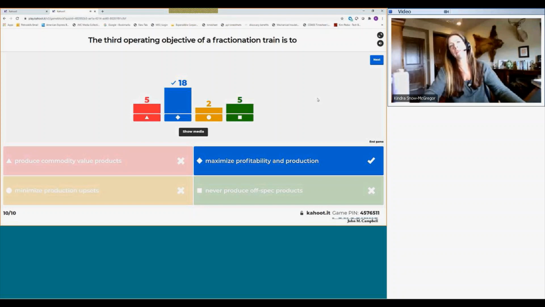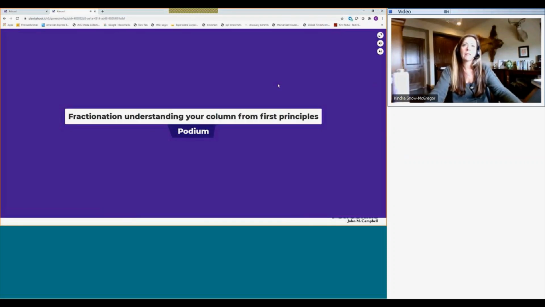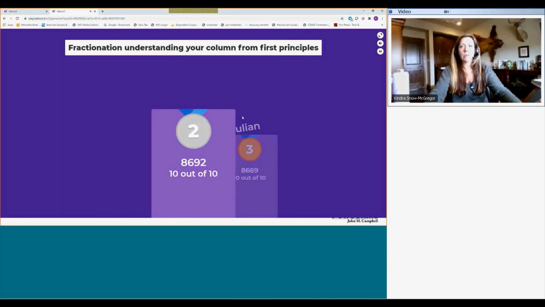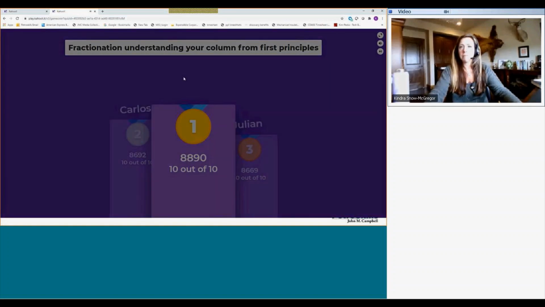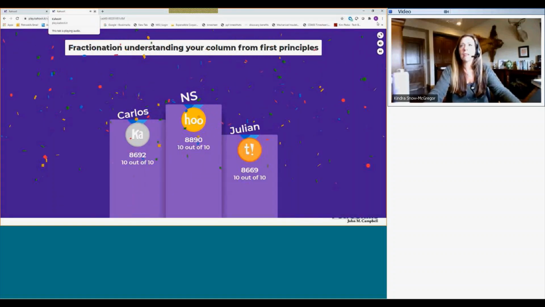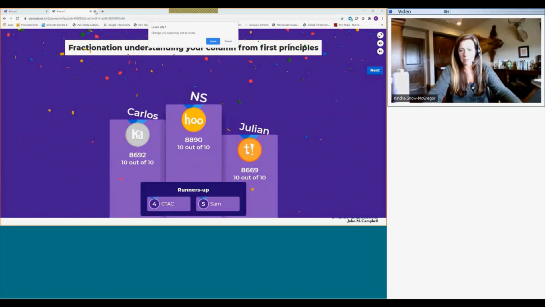All right, beautiful. The third operating objective of a fractionation train is to maximize the plant's profitability and its production. All right, Julian came in third. Carlos came in second. And NS was the grand winner. Nice job. Congratulations.